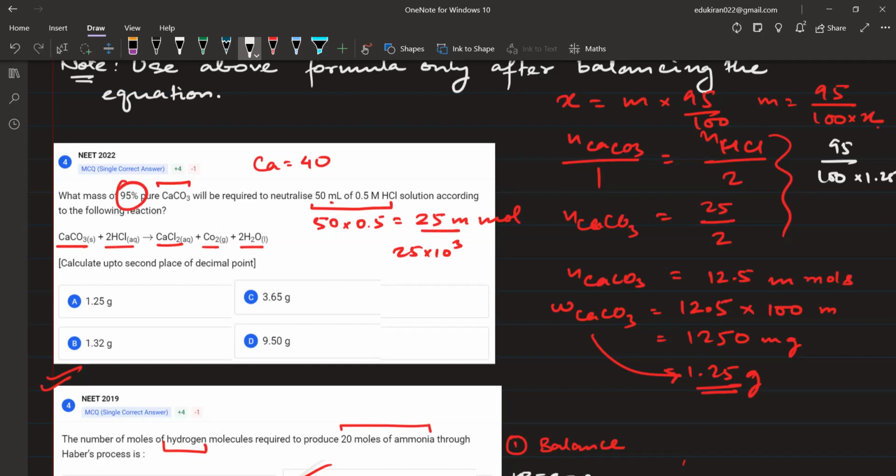No, wait a second. क्या गलती कर रहे हैं? Just a second, guys. Answer will be 1.32. 1.25 से थोड़ा ज्यादा ही होगा बस. Wait a second.